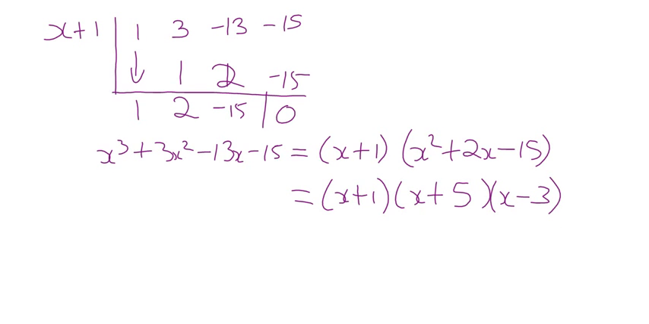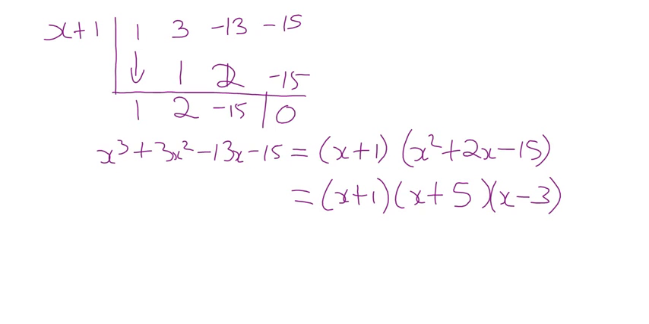Okay, check this. I cannot emphasize this enough. X squared minus 3 plus 5 is plus 2, minus 15. Because if you get that wrong, then everything from that point on is wrong. Now you say, well, the zeros are negative 1, negative 5, and positive 3.